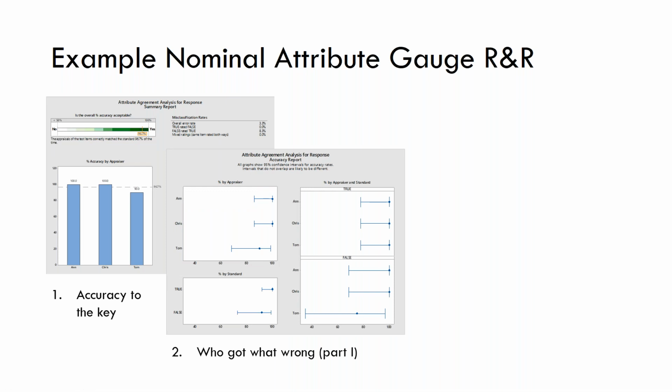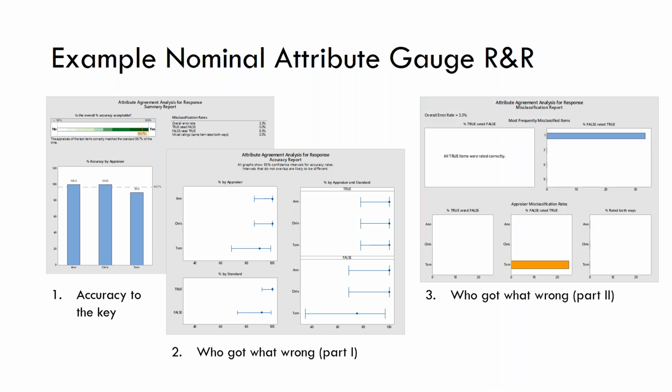The next thing that the Minitab assistant will report to us is who got what wrong. Again, you can see that while Ann and Chris got everything correct, Tom was the one that gave one wrong answer. And then finally, part two of who got what wrong. This gives us an assessment of who got it wrong, and also whether they said false when it should have been true, or true when it should have been false, and that is shown up here on the top right. So all of this is exactly the same information that we saw before.